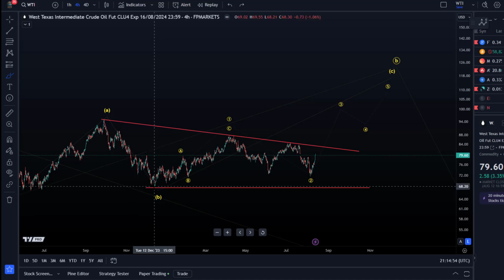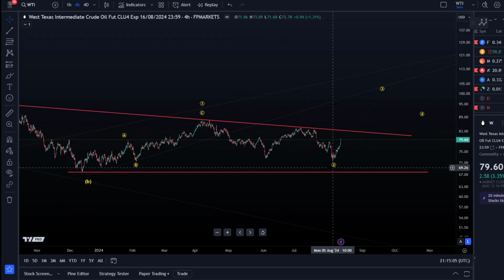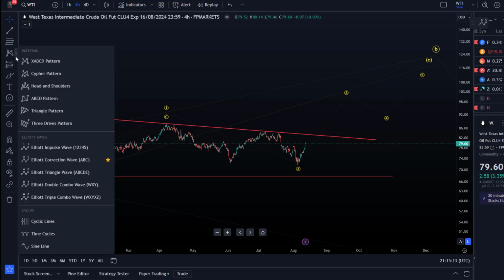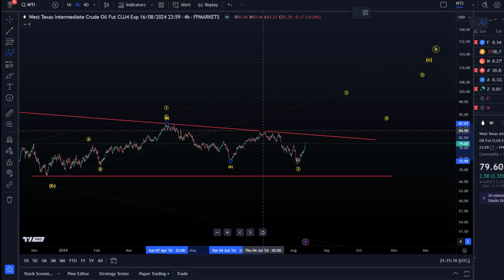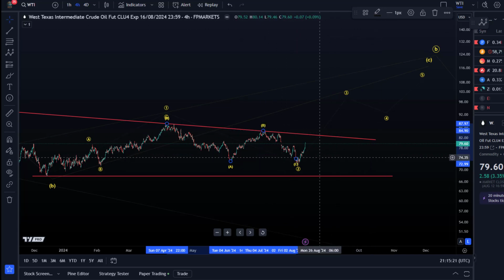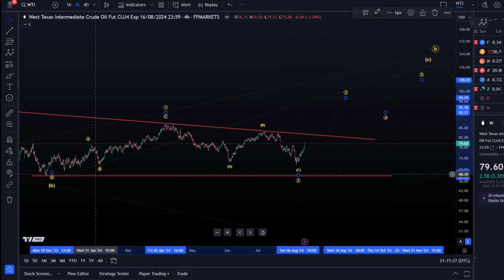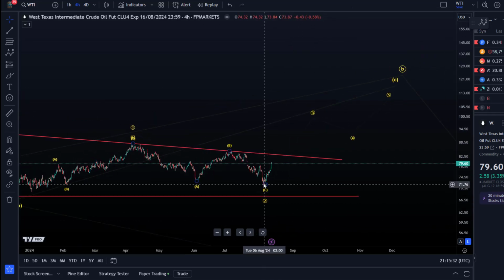In this scenario, the rally between December and April was an ABC structure, and then also an ABC structure to the downside, which I've labeled as wave 2. The strong move that we've now seen from Monday onwards indicates it is a third wave. So let me just label here the A, B, C in wave 2. Just change the wave degree here as well. And then the idea is that we're now in a third wave.